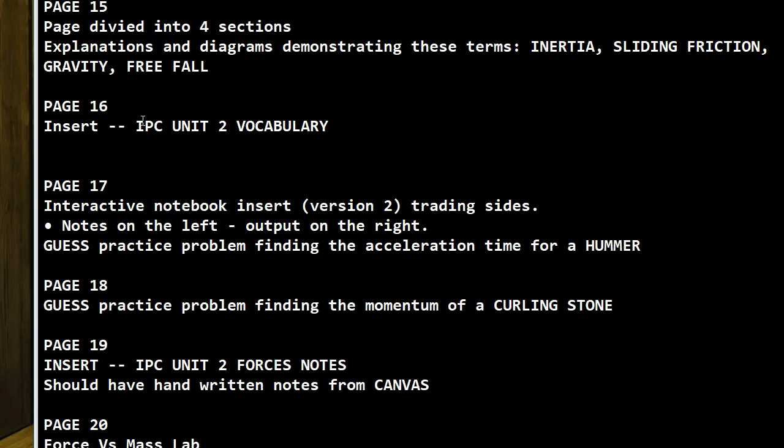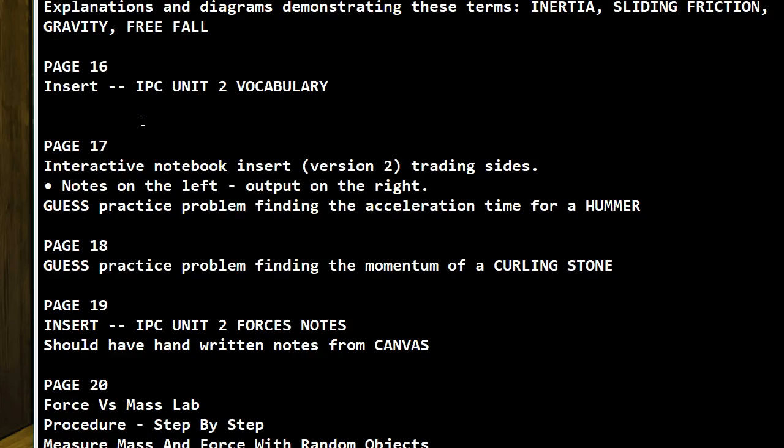Page 19 is an insert about the Unit 2 force notes. I posted a completed version of this on Canvas. If you did not get that information, go ahead and get on Canvas and find it. It should be posted in the calendar. And then you can complete those notes. So I'm going to be looking that you completed the notes on that page.